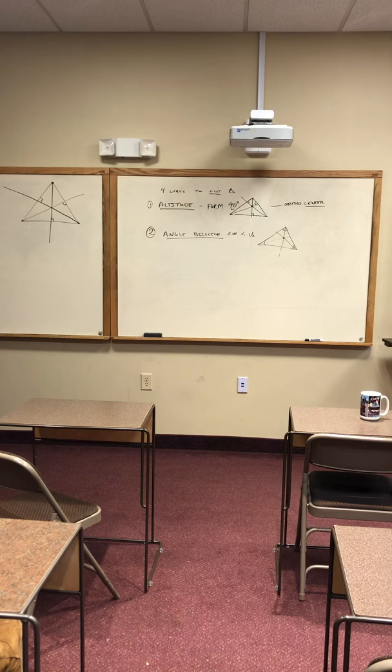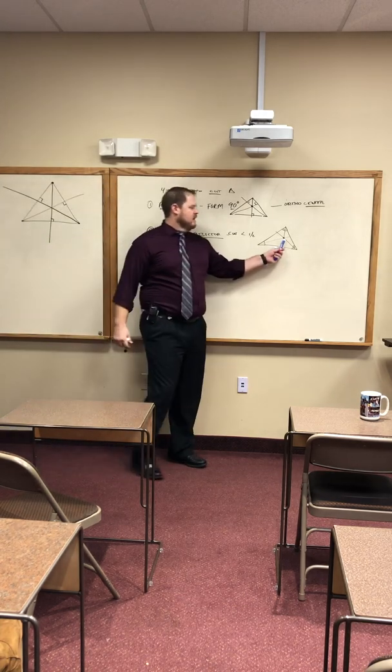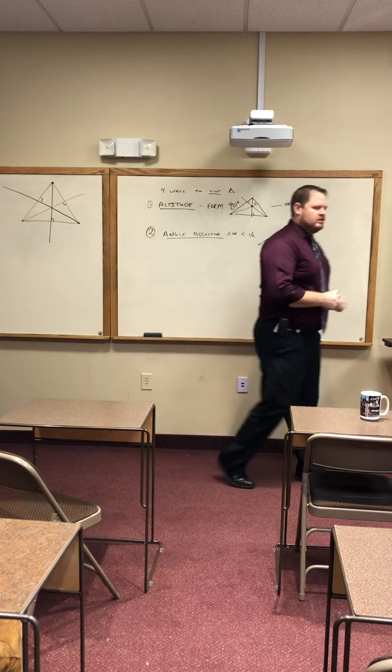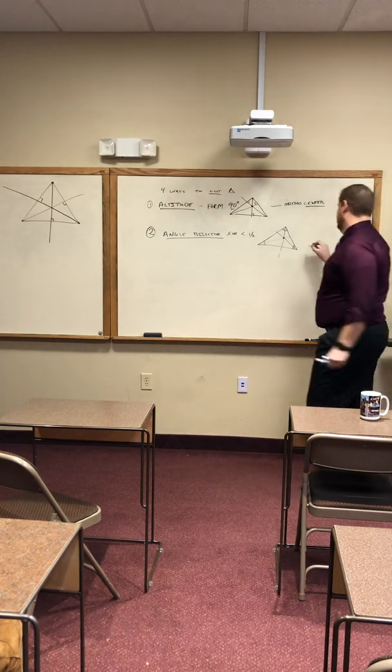Now, so angle bisector cuts the angle in half. You have all three of them. When they draw them, you get a common point. That common point is called the incenter.